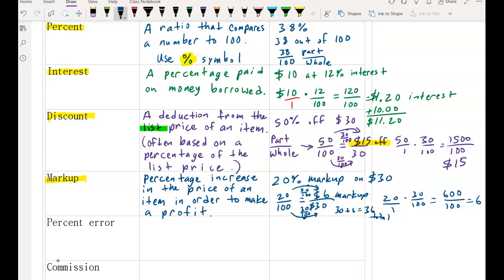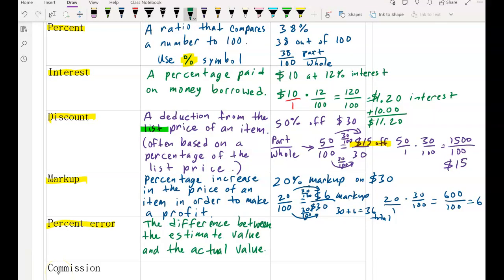Awesome. All right, our next item is percent error. And percent error is the difference between the estimated value and the actual value of something. So let's say that you thought, well, I'll bet that item weighs 5 pounds, but the actual weight of the item is 7.5 pounds. The percent error is the percentage difference between those two amounts. And the way you figure that out is this.